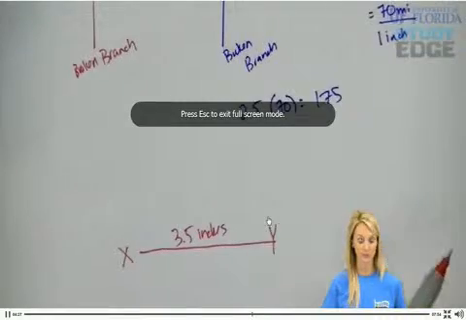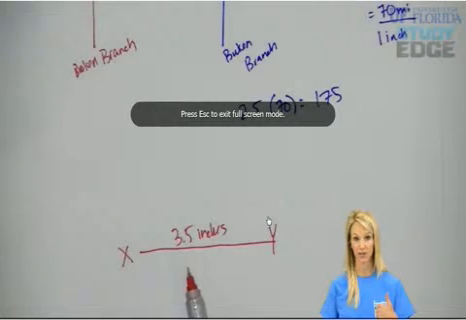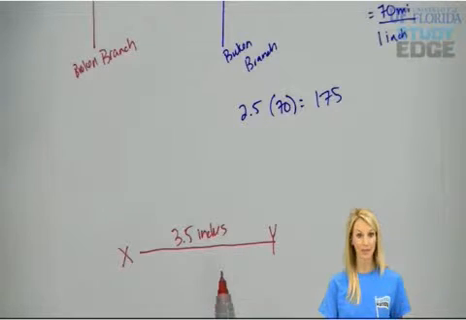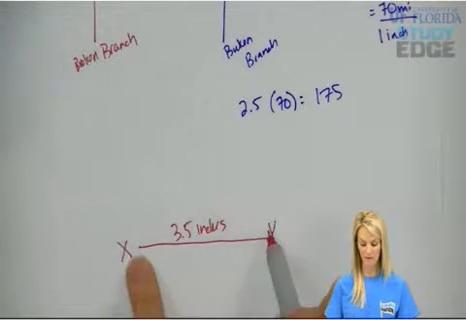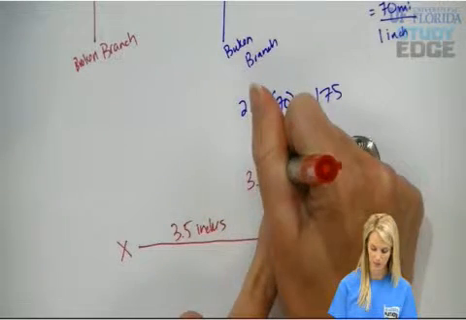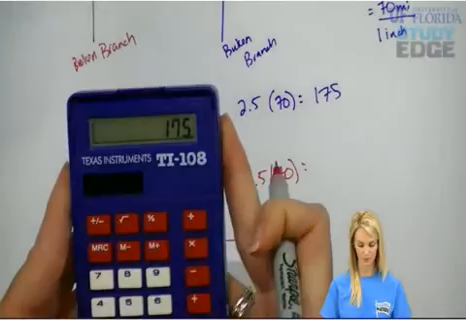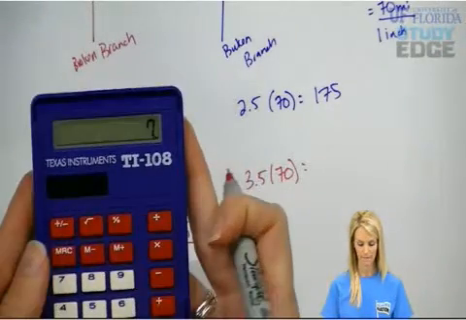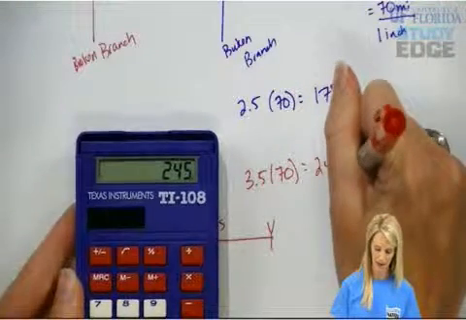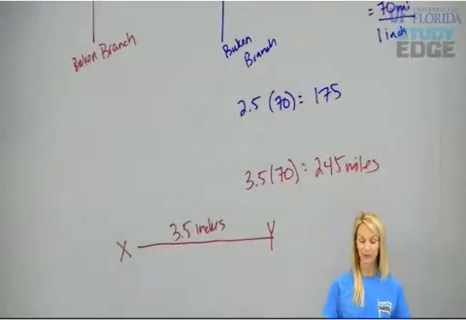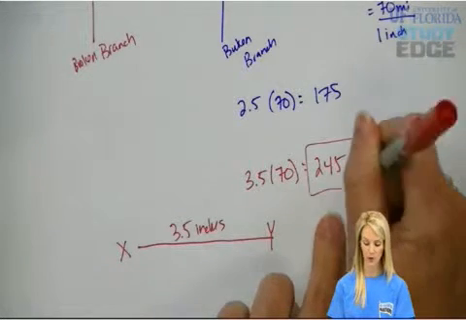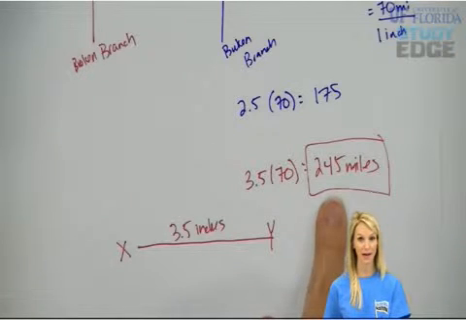Of 70 miles. So the first inch is 70 miles, the second inch is 70 miles, the third inch is 70 miles, and then that extra half inch is half of 70 miles. So 3.5 inches on your map is the same thing as saying 3.5 times 70 miles is equal to 245 miles. So if two cities on your map are 3.5 inches apart, we know that they're actually 245 miles apart.